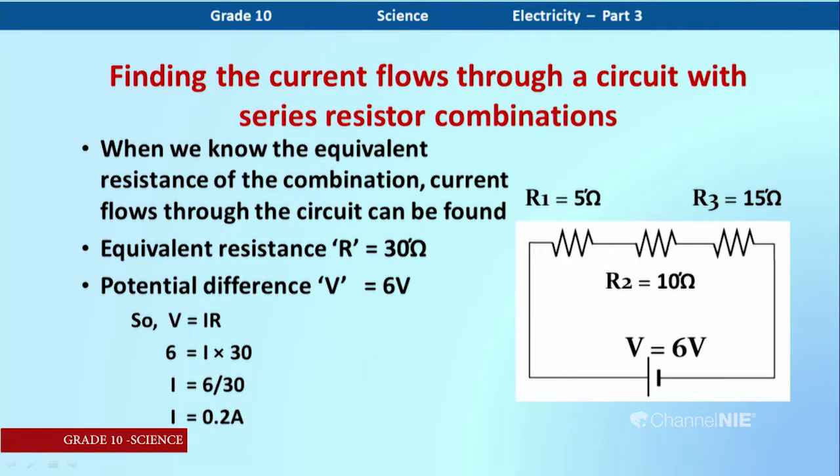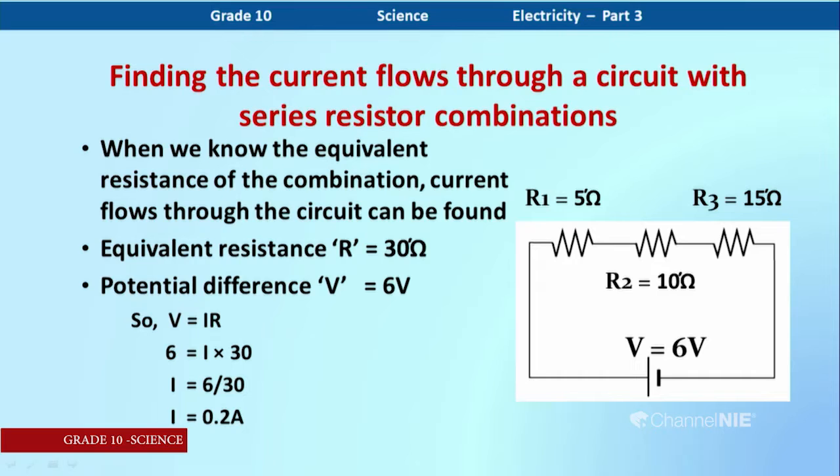Now, this is the equivalent resistance we got. R equals 30. Right? If we know the potential difference of the circuit, here it is given as 6 volt, the total potential difference, and when we know both, then it is possible to find the total current flowing through the circuit. Total current is represented by the capital letter I. This is how we find the total current.